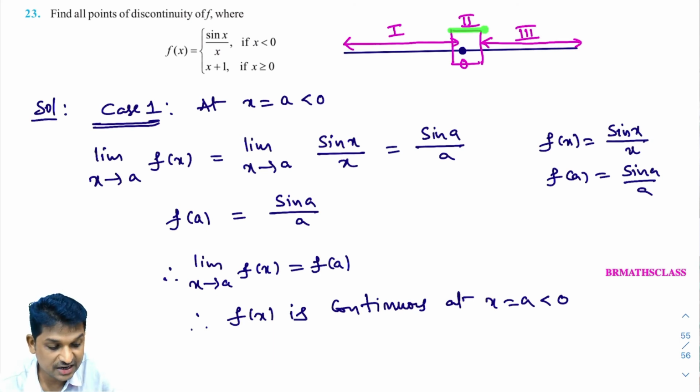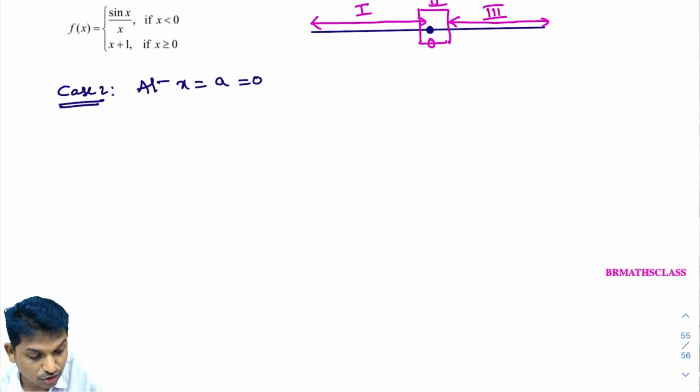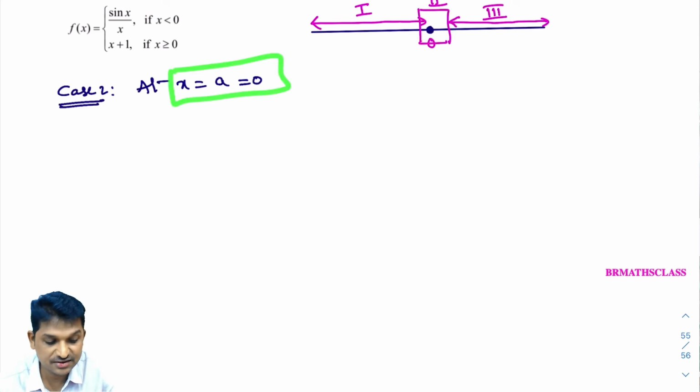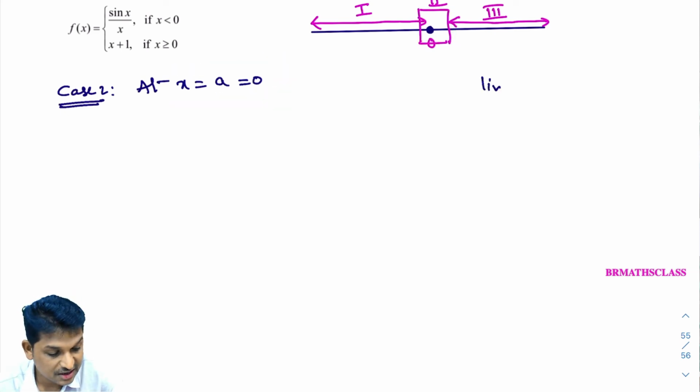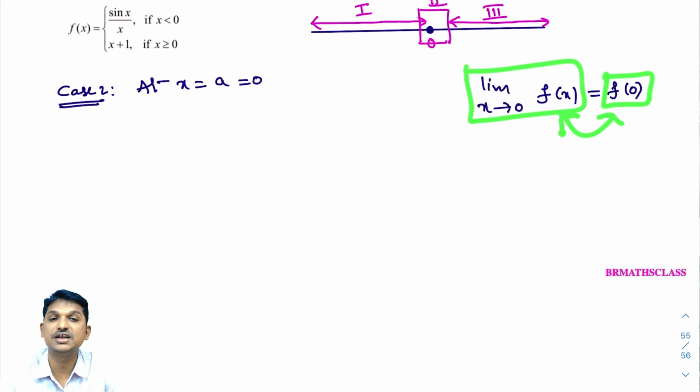Now, case 2. I'll check the continuity at x equal to 0. What is case 2? I am checking the continuity of the function at x equal to a equal to 0. When we say the function is continuous at x equal to 0, you know this: limit x approaches 0, f of x equals f of 0. Then we say that the function is continuous at x equal to 0.